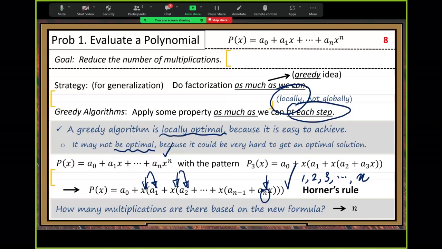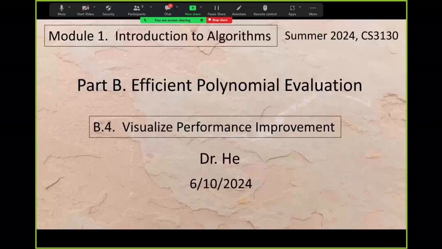Next, we want to see how big the improvement is, right? We know it's a good improvement. But how good is this improvement, we do not have an idea, right? So our last topic, V.4, we want to visualize the performance improvement. We want to feel it. How big is the improvement?